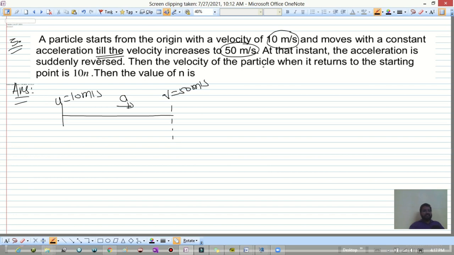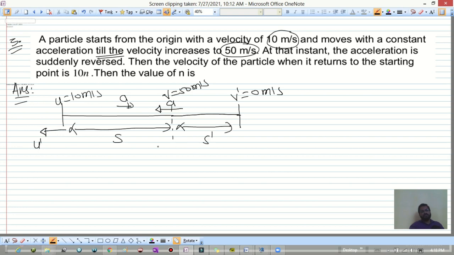At that instant, the acceleration is suddenly reversed. Then the velocity of the particle when it returns to the starting point is? Now this 50 meter per second will finally be 0 meter per second as the acceleration is reversed, and at this point it will go from 0 to what is the initial velocity when it is coming back. Okay, so firstly we'll find out what is this distance, and then what is this distance, and then we'll put it in the equation. We'll get the initial velocity.